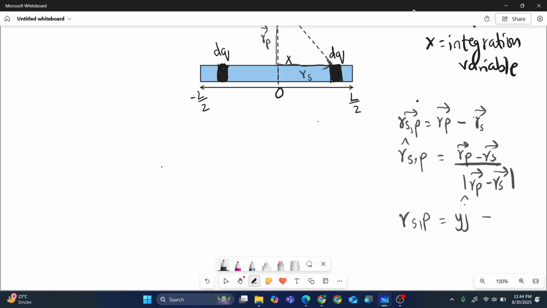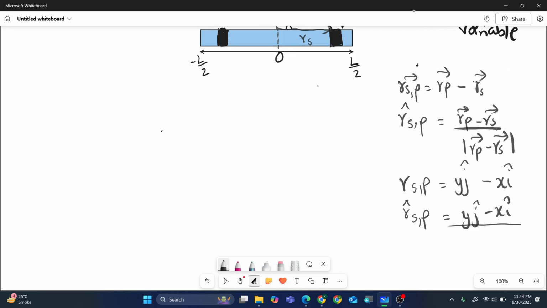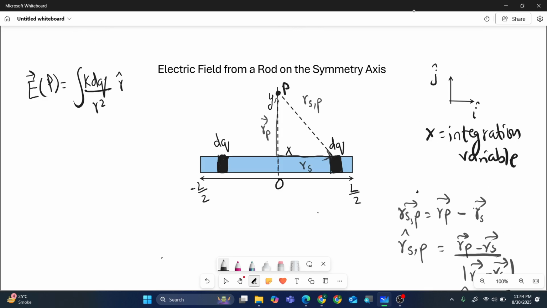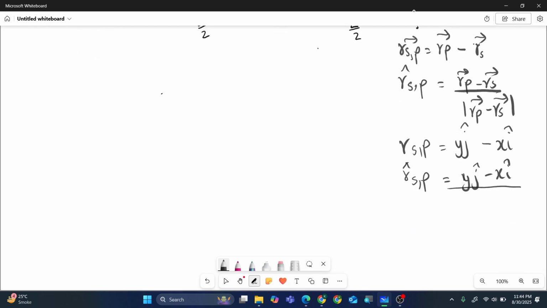Then RS is my x in the i unit vector direction, so this is going to be xi. So then the RSP unit vector is going to be yj minus xi unit vector divided by, now look here, I have the hypotenuse. This is my right angle triangle. I have my base, I have my perpendicular, and I have my hypotenuse here. So this is going to be under root x square plus y square to find the magnitude of the hypotenuse. So this is my RSP unit vector.